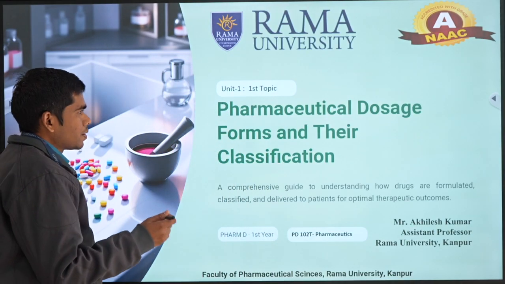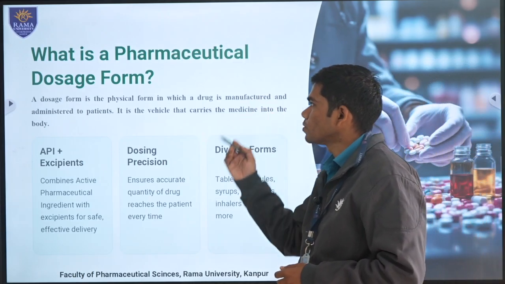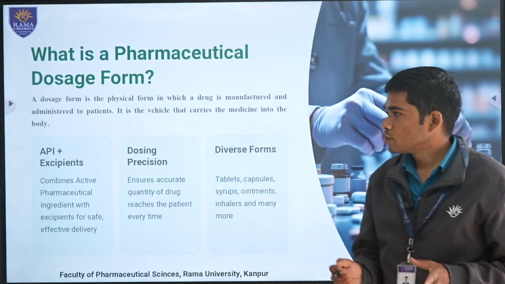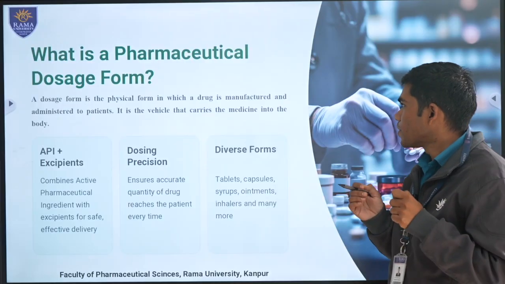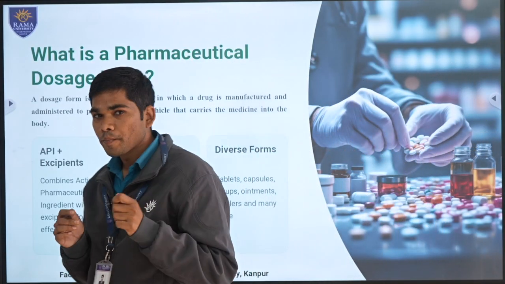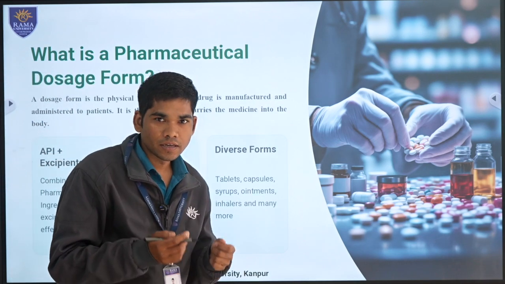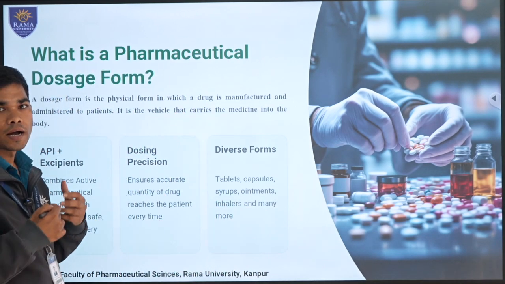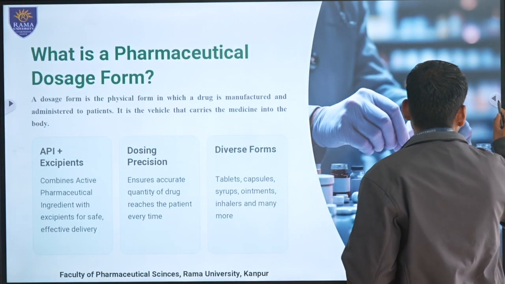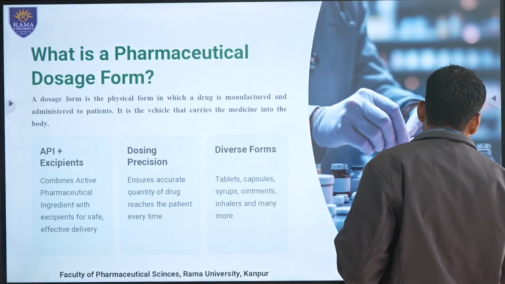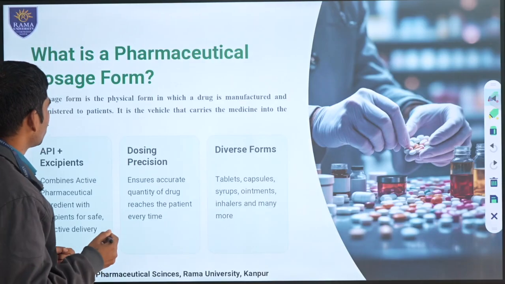Okay. So what is pharmaceutical dosage form? Let's get started. A dosage form is the physical form in which a drug is manufactured and administered to the patient. It is the vehicle that carries the medicine into the body of the patient. What exactly is medicine made from? Medicine is made from two things. A drug or a dosage form is made by two things.